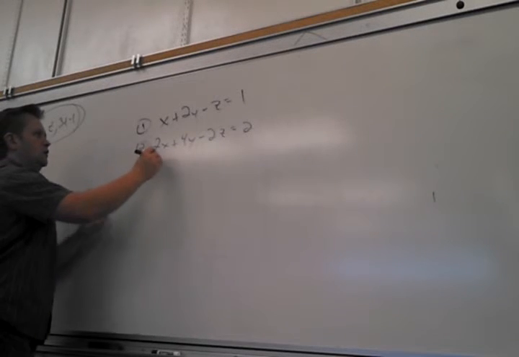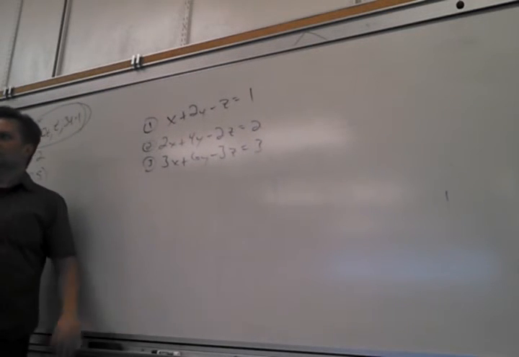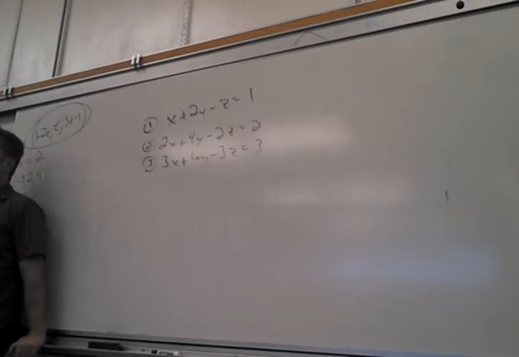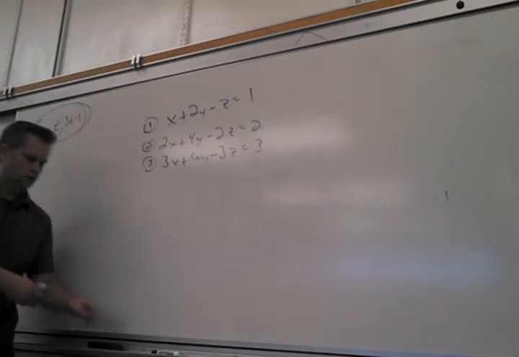So the third equation is going to be 3x plus 6y minus 3z equals 3. Where did I get that third equation? Times 3 to the first. Triple the equation, yeah. I like it. You guys with me so far? So now, what's going to happen here?